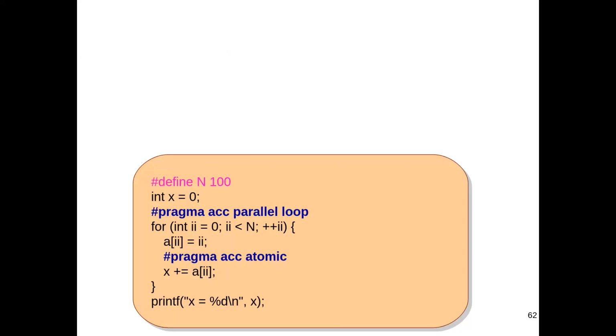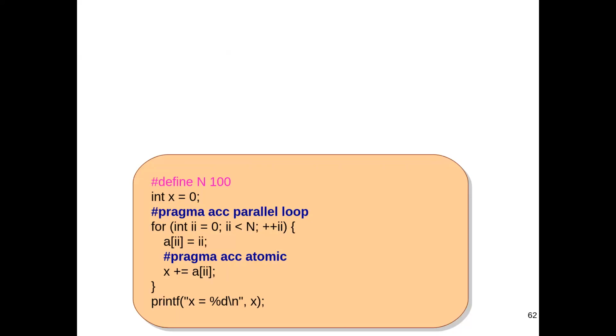So atomic is giving some sort of a discipline to the threads, saying that there is some sort of a lock which I am holding. Each thread needs to go through that lock. Only one thread can hold that lock at any point in time. Whosoever has the lock can go ahead and execute x plus equal to a of I.